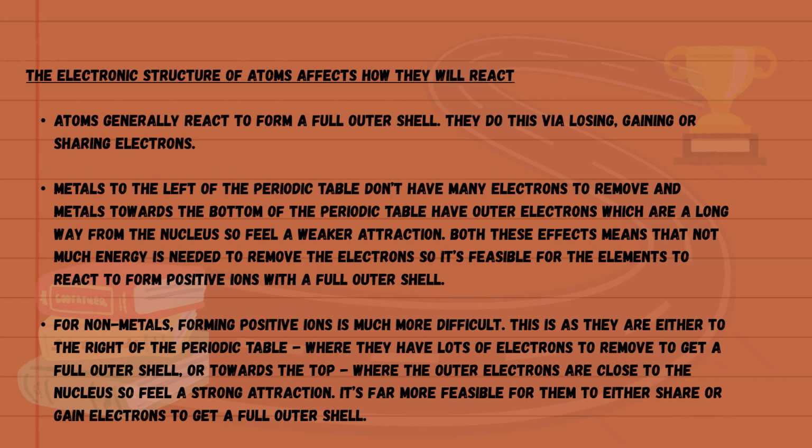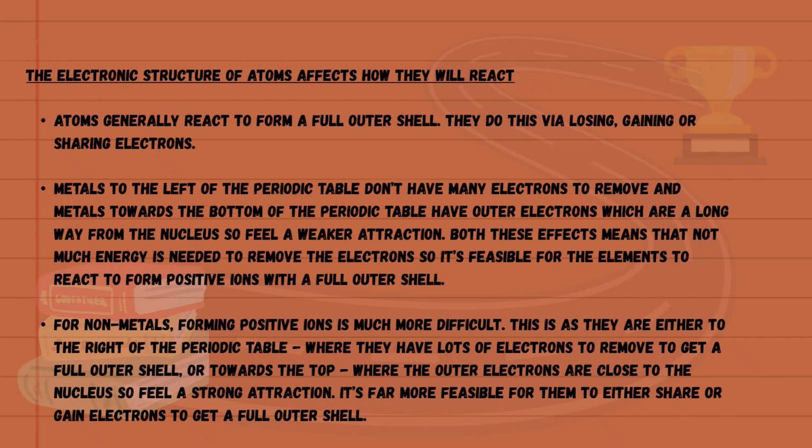The electronic structure of atoms affects how they will react. Atoms generally react to form a full outer shell. They do this via losing, gaining, or sharing electrons. Metals to the left of the periodic table don't have many electrons to remove, and metals towards the bottom of the periodic table have outer electrons which are a long way from the nucleus, so they feel a weaker attraction. Both these effects mean that not much energy is needed to remove the electrons, so it's feasible for the elements to react to form positive ions with a full outer shell.